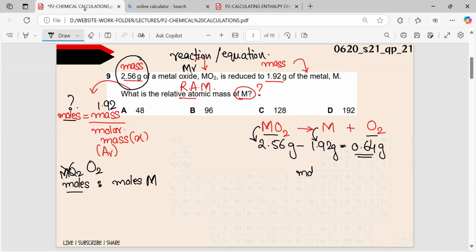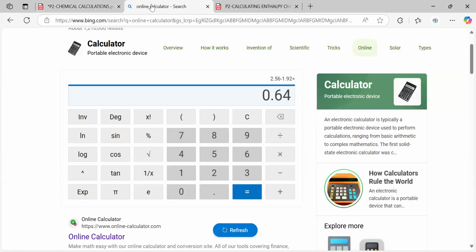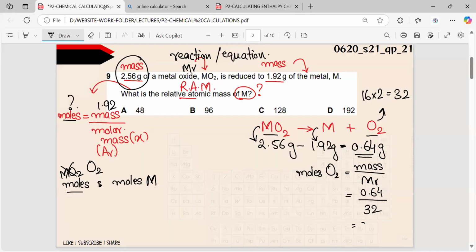Now we can find the moles of oxygen by using the same formula, mass over molar mass. The mass of oxygen is 0.64 and the molar mass of oxygen is 32 because oxygen is O2, so we'll do 16 times 2. So it comes out to be 32. So 0.64 divided by 32 is 0.02. The moles of oxygen are 0.02.